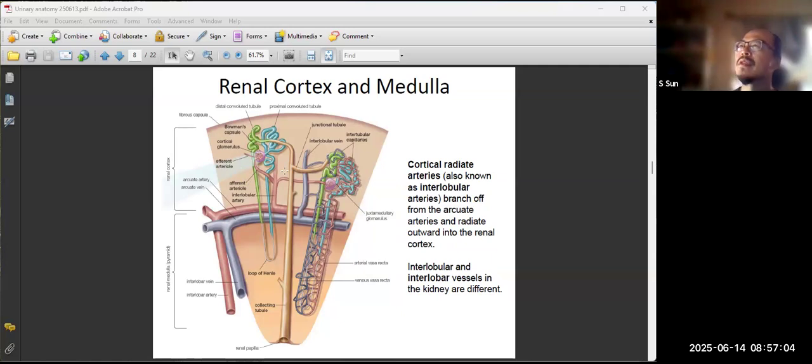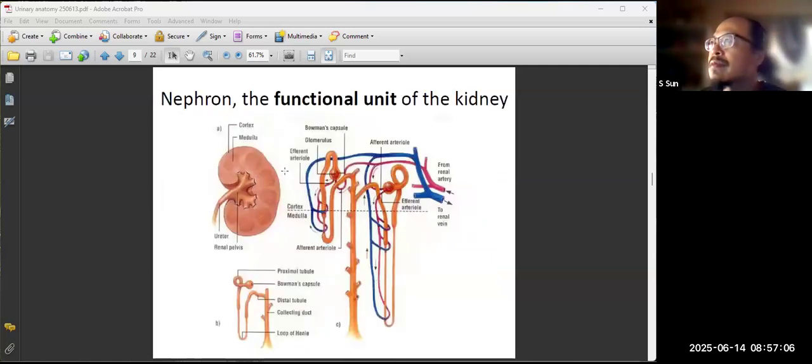Right. So this one gives you just a closer view into the nephron system. So nephron, the urinary portion, this one shows you just the urinary portion.